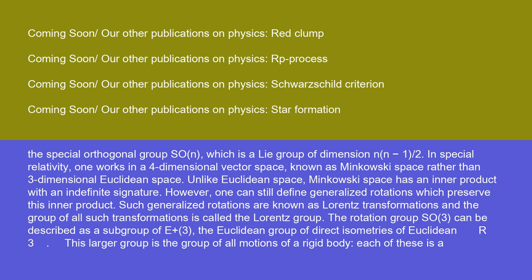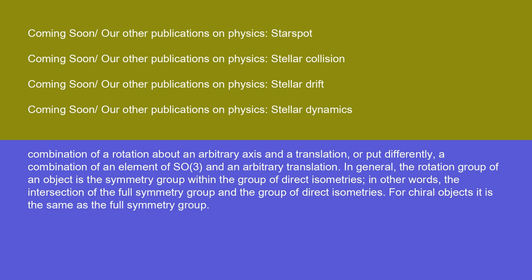The rotation group SO(3) can be described as a subgroup of E+(3), the Euclidean group of direct isometries of Euclidean R^3. This larger group is the group of all motions of a rigid body. Each of these is a combination of a rotation about an arbitrary axis and a translation, or put differently, a combination of an element of SO(3) and an arbitrary translation. In general, the rotation group of an object is the symmetry group within the group of direct isometries. In other words, the intersection of the full symmetry group and the group of direct isometries. For chiral objects, it is the same as the full symmetry group.